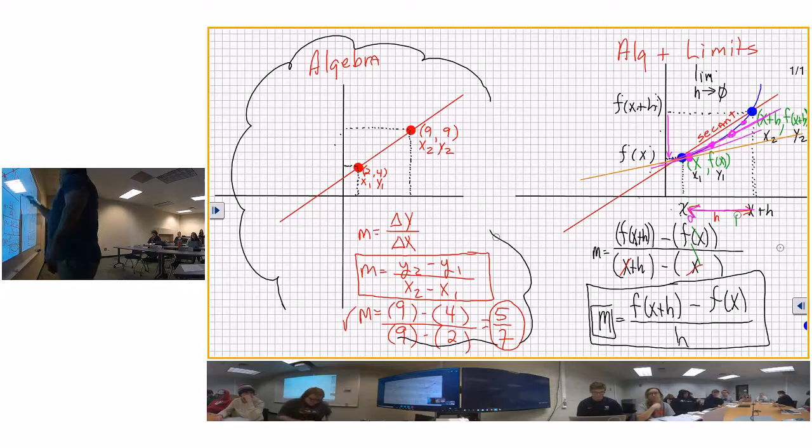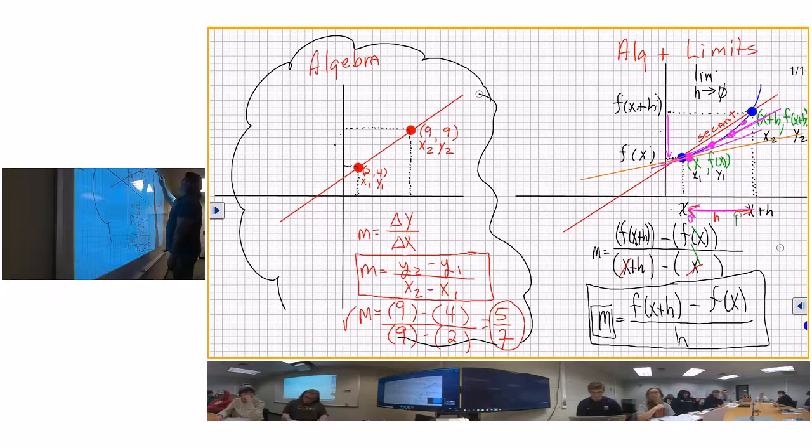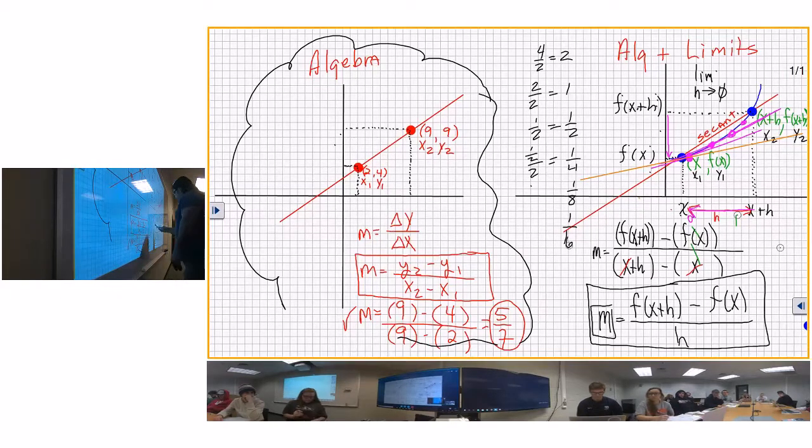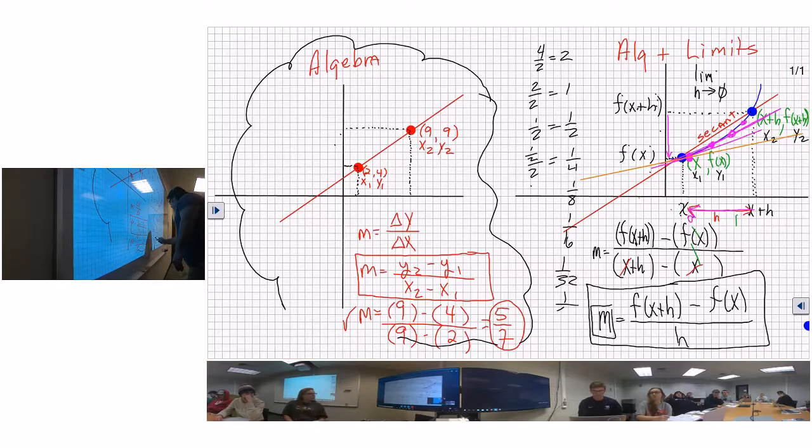Okay? Now you've got to think out of the box, and you've got to say, okay, I'll take half of 4. Half of 4 is 2. Half of 2 is 1. Half of 1 is 1/2. Half of 1/2 is what? 1/4. Half of 1/4 is 1/8. Half of 1/8 is 1/16. Half of 1/16 is 1/32. Half of 1/32 is 1/64. Half of 1/64 is 1/128.